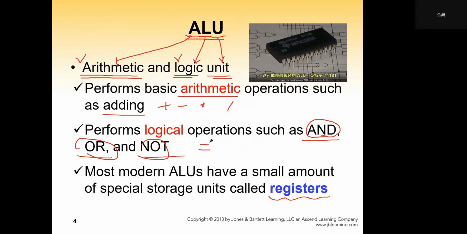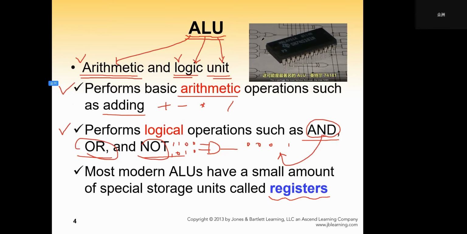For example, we have a cell to represent AND. That means if the input is 0, 0, the output is supposed to be 0. If it is 0, 1, it is 0. If it is 1, 0, it is also 0. If it is 1, 1, it is 1. So that is the AND logic operation, okay? Only when both inputs are true is the output supposed to be true. So it's a logic operation. This ALU can do both arithmetic and logic.